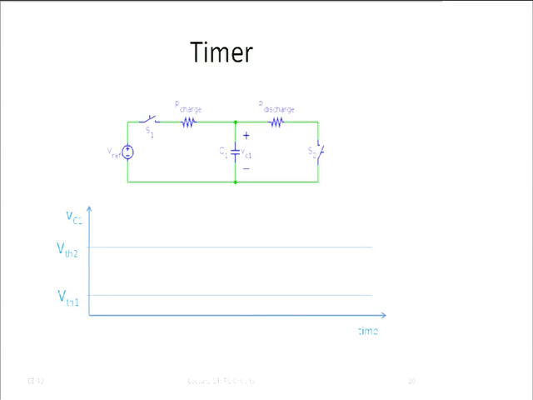But let's look at how this circuit works. Well, initially, of course, let's say the capacitor was discharged. Okay, so then we would start down here. Then let's suppose that the switch is turned on. Okay, what's going to happen?